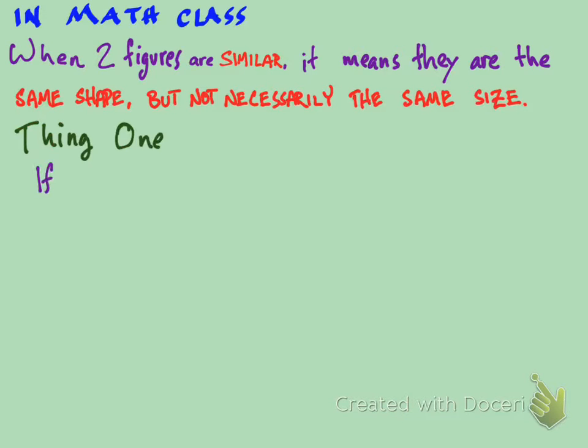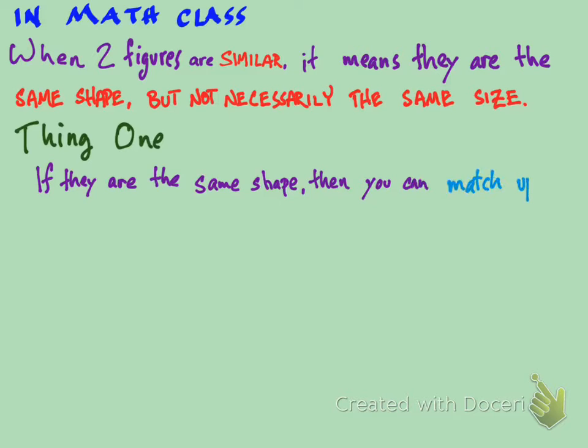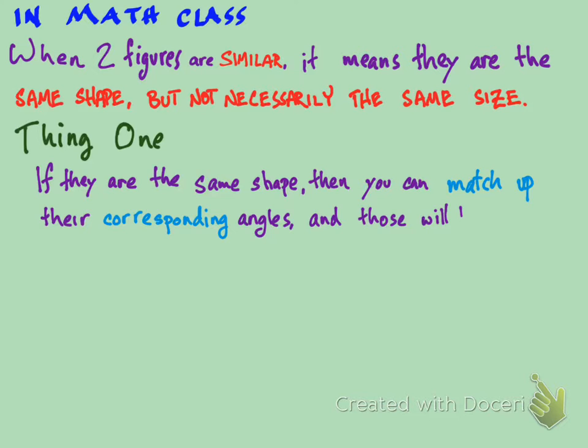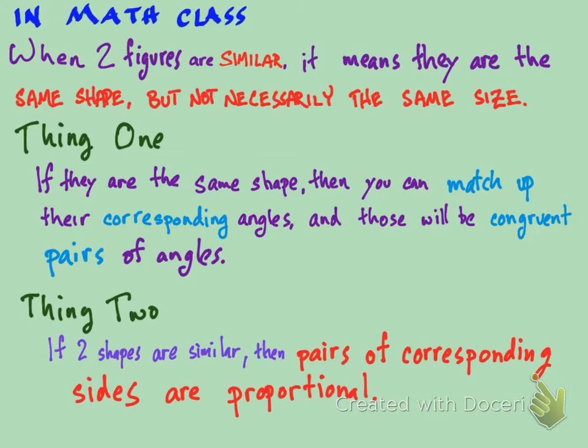First one is that if they are the same shape, that means you can take their corresponding angles, and I'll describe what corresponding means pretty soon, but you can match up their corresponding angles, and those will be congruent pairs of angles. So the corresponding pairs of angles are congruent to each other. That's a very important fact about two similar figures. And another important fact is that if two figures are similar, then their corresponding sides are proportional.